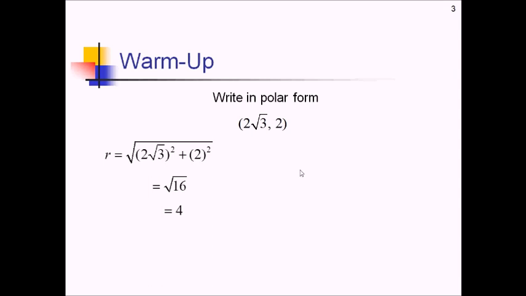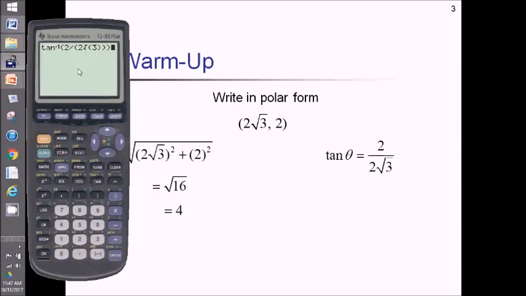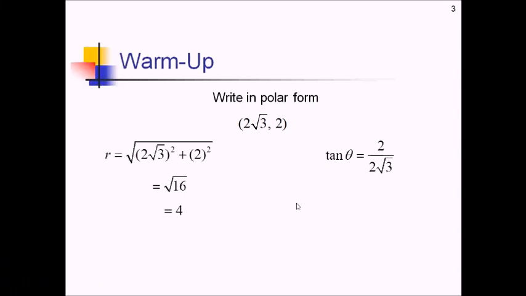For the angle, we need inverse tan of y over x. So let's plug that in our calculator. And be careful when you do this. This 2 and radical 3 need a parentheses in the denominator on the calculator, otherwise the order of operations gets messed up. So that should come out to 30 degrees.